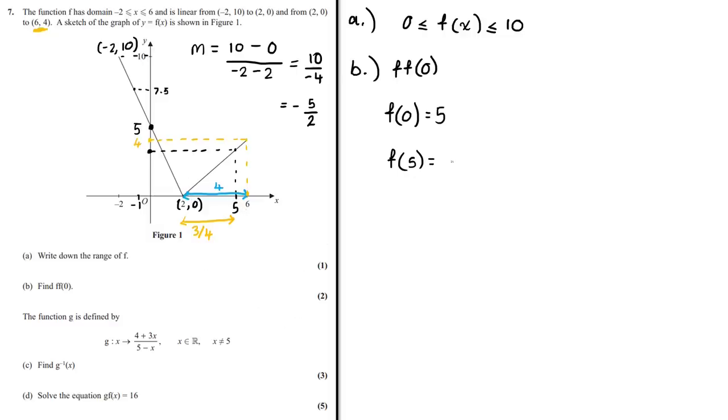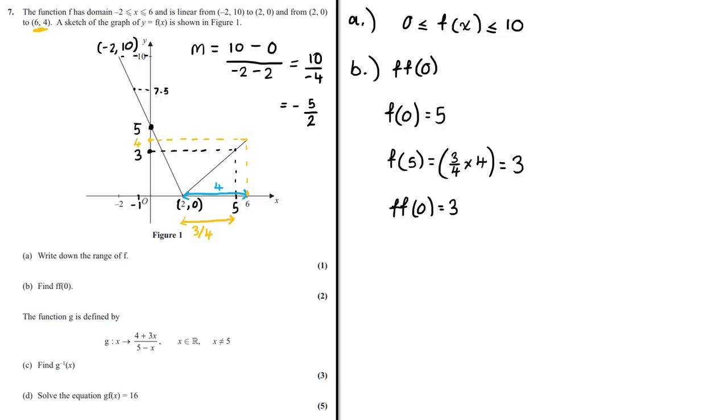So f of 5, we just go back to our original pen colour, is going to be 3/4 of the height that we had here. So it's going to be 3/4 of 4, and 3/4 of 4 would simply give us 3 there. So we know this point here is equal to 3. Therefore, what we can say is f of f of 0 is equal to 3. So that gives us part B there for just 2 marks. You know, that can cause quite a few issues.